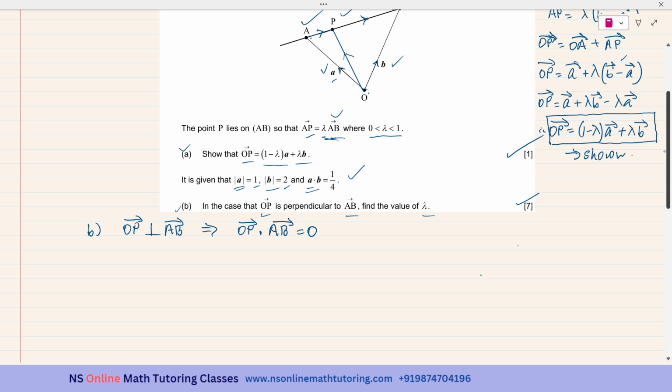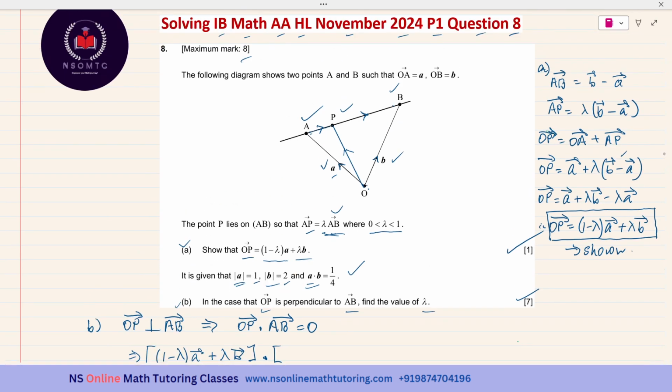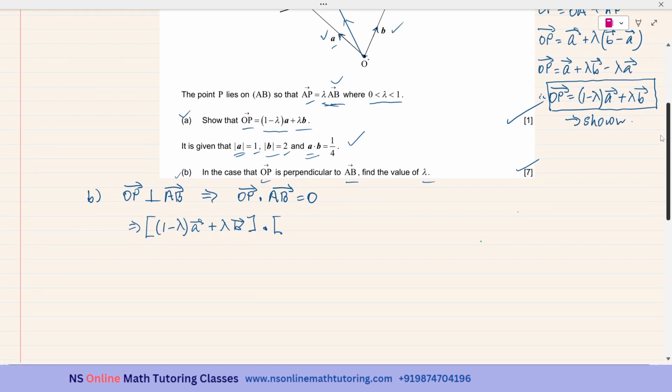So what is OP vector? I'll be writing the expression for the OP vector first. 1 minus lambda times the A vector plus lambda B vector dot AB. What was AB? It was B minus A. Okay.